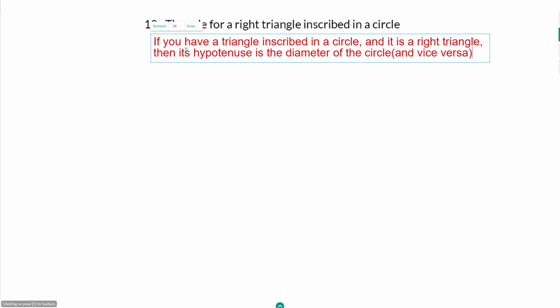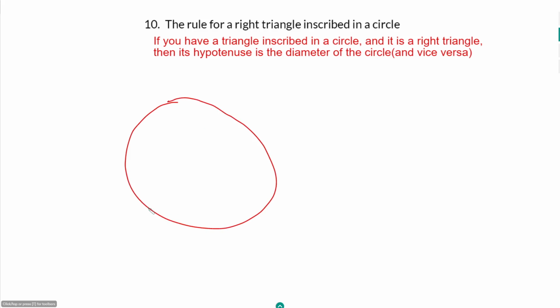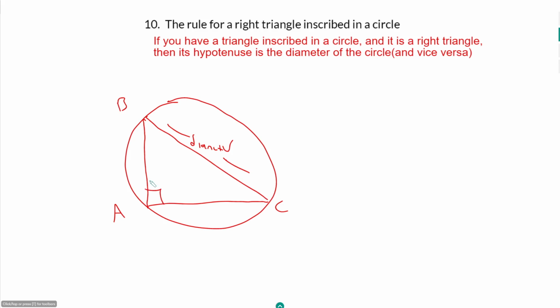So if you have a triangle that is inscribed in a circle, and its hypotenuse is the diameter of that circle, then it must be a right triangle. I have something like this, an inscribed triangle. It might look like this. It's usually going to look like you have a right triangle, but unless you have more information, you cannot always assume that. So only if they tell you that BC is the diameter of this circle, or if you can figure out that BC is the diameter, then you know you have a right triangle.